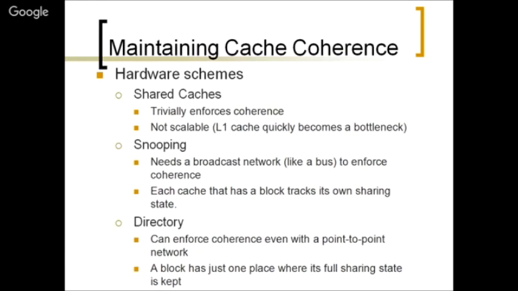Now, Snoopy is there. We have the Snoopy protocol that we will see in the next slides. It needs a broadcast network like a bus to enforce coherence. Means if P1 writes something to memory, then it will be seen by all. It should be possible by the bus. Means if P1 writes, then P2, P3, P4, whatever it may be, it should be read by them. Then the other option is to enforce coherence with a point-to-point network, and a block in just one place, so the full sharing is kept.